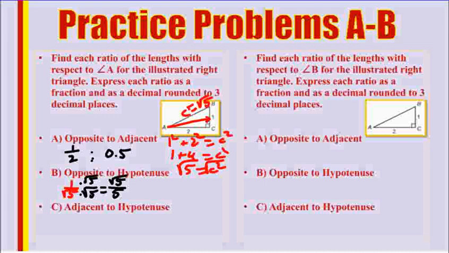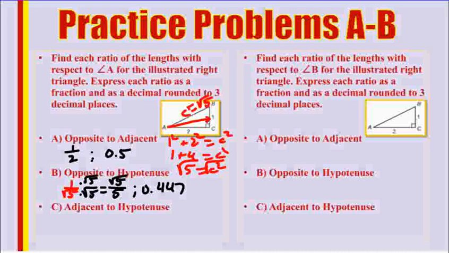And so now, to find the decimal, you can either take 1 divided by the square root of 5, or you can do the square root of 5 divided by 5. You'll still get the same answer, which will be 0.447.